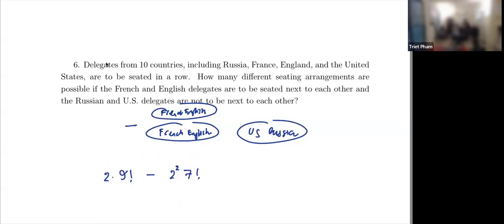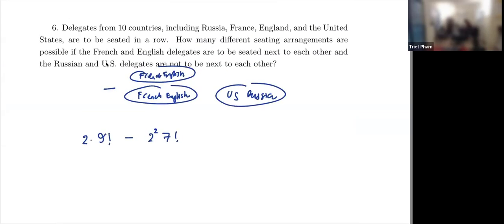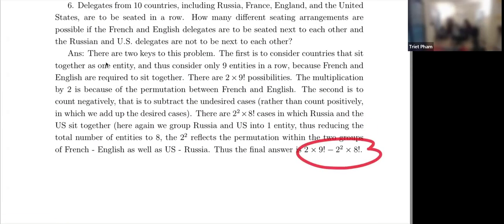So that's counting by complement. Any question on this? Oh, hold on. Is it 8 factorial or 7? If we have French and English together, that's one unit, and there are 6 countries left, so that's 8 units together, sorry. 8, not 7. All right, any question?